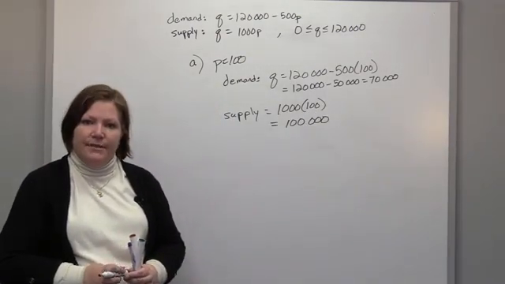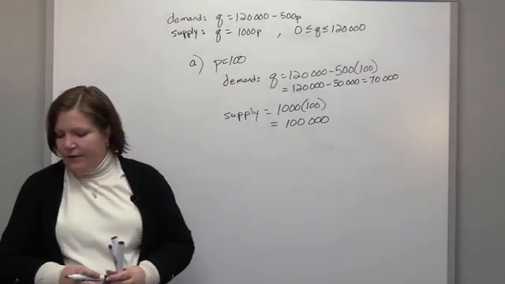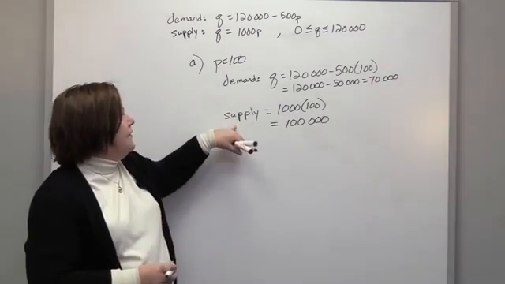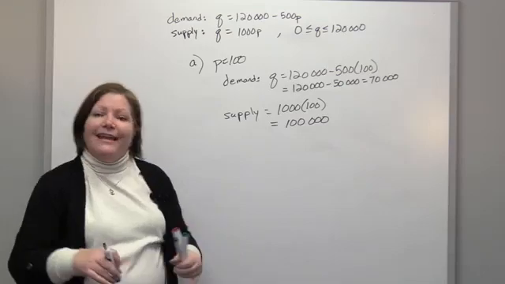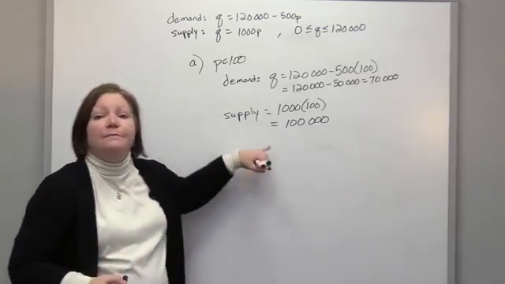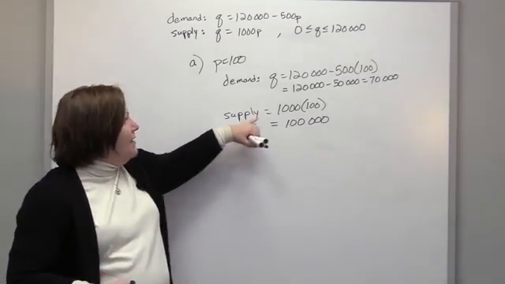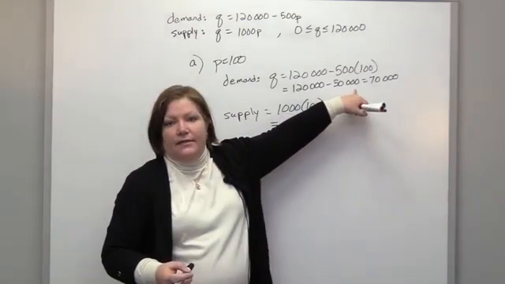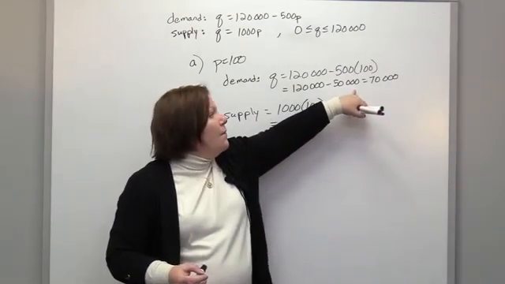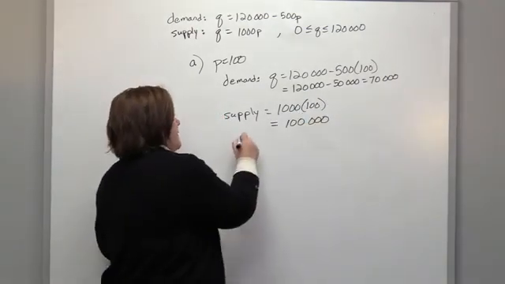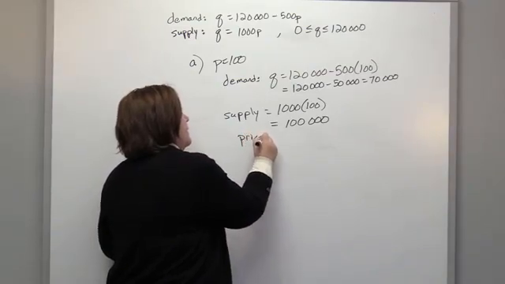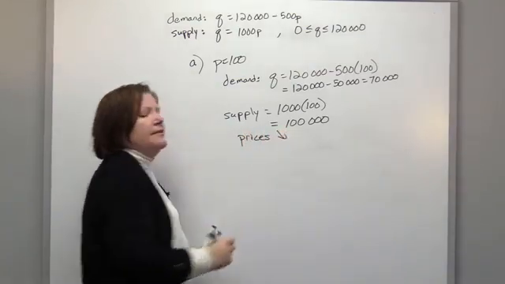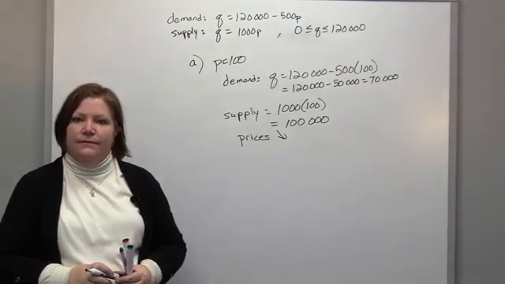driven down or to be driven upward? And so you want to look at the difference. What is the difference? Not the actual difference, but which one is bigger? Supply is bigger than demand in this case. So what happens? Prices would be driven downward.